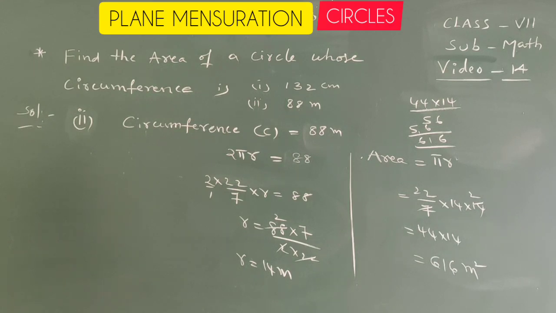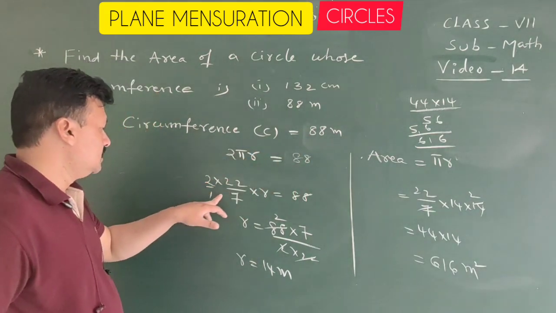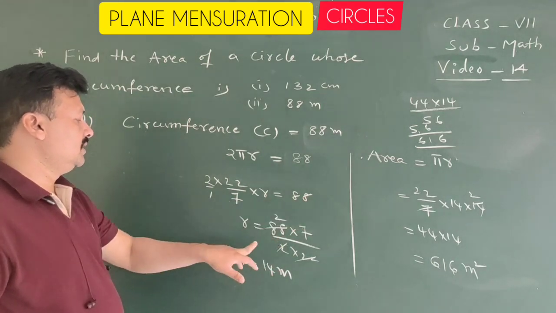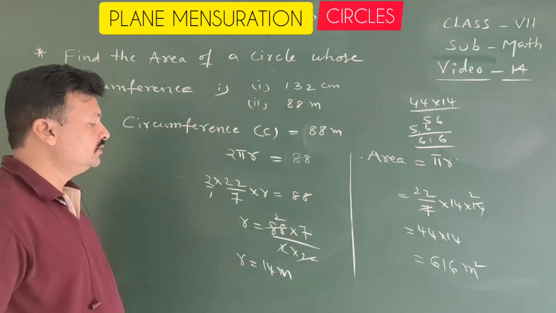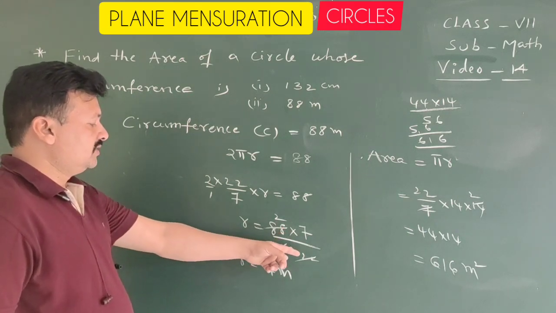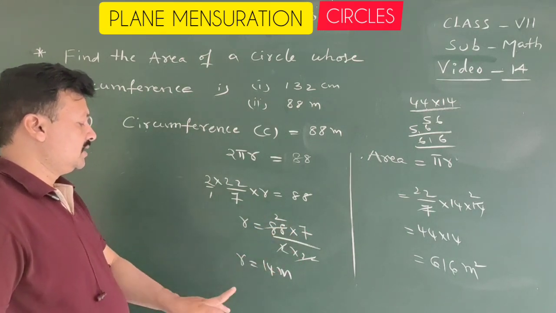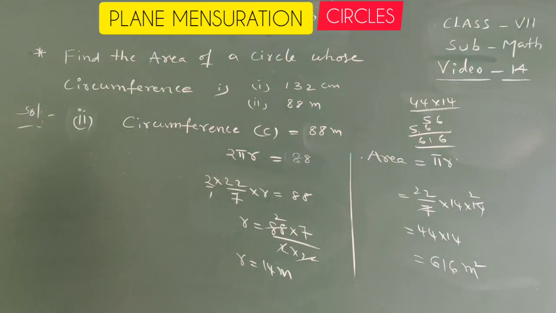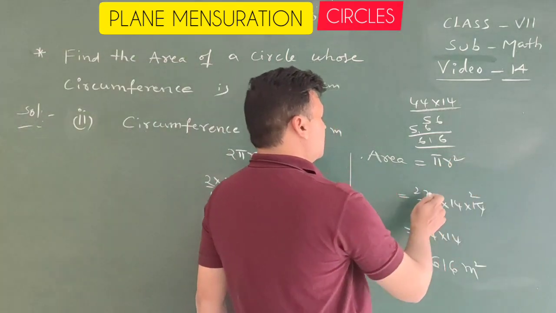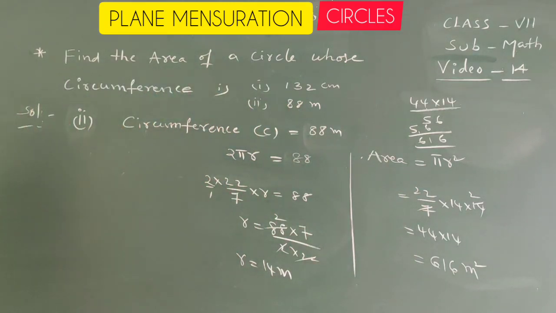Circumference is given, find the area. Observe here. Circumference 88, 2 pi r equal to 88. 2 into 22 by 7 into r equal to 88. R equal to 88 into 7 by 2 into 22. Here actually 44 means 2 times 2 sevens 14. R is 14 meters. So here area is pi r square, 22 by 7 into 14 into 14. So 14 into 44 equals 616 meters square. That is the area of a circle whose circumference is 88 meters.